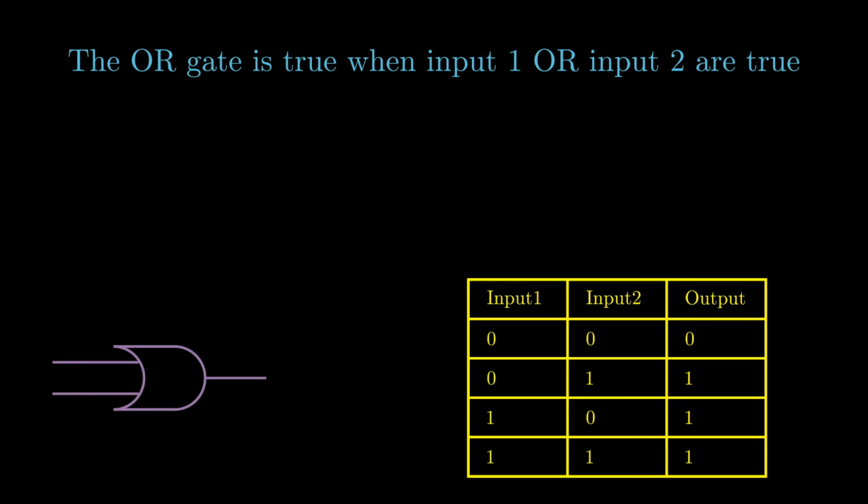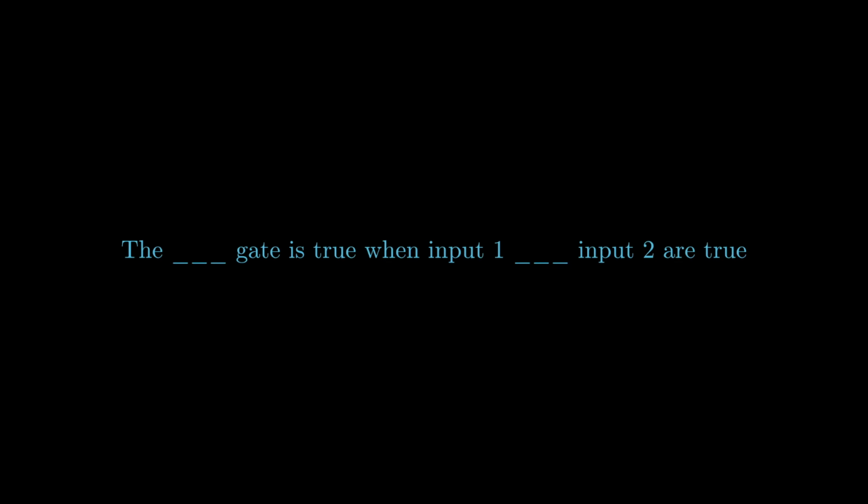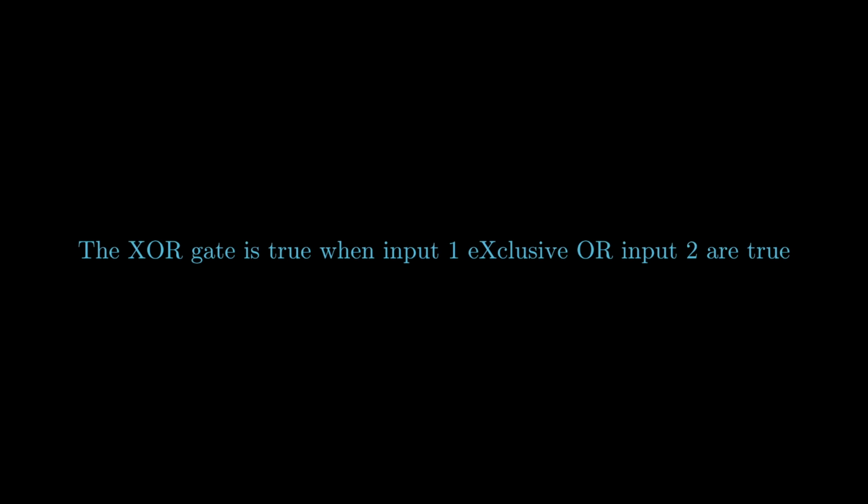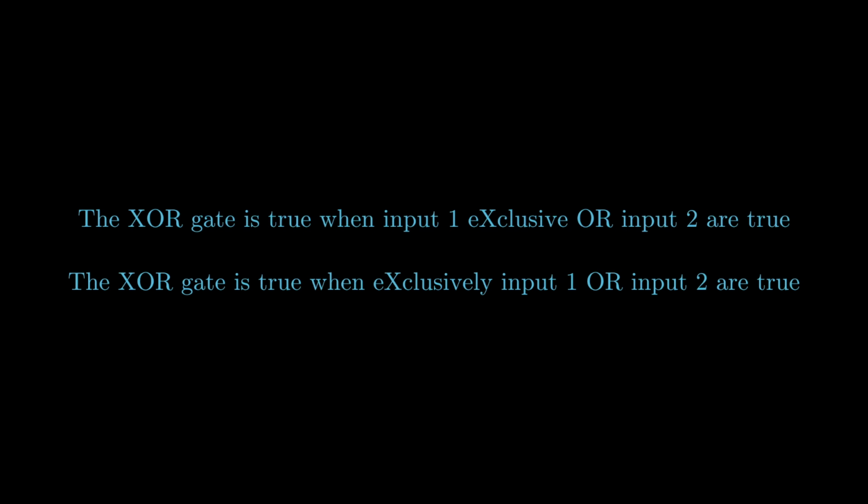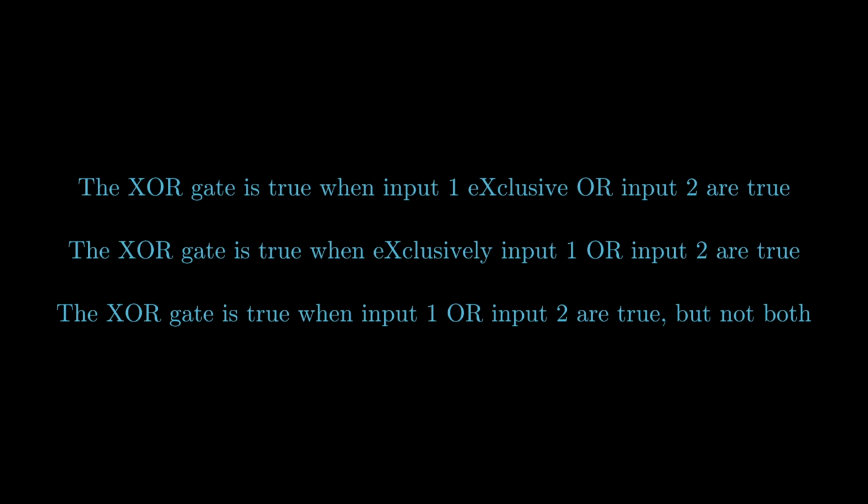Last of the gates is the exclusive OR gate, also known as the XOR gate. This one's a little trickier to remember, but we can use our magic sentence again. The XOR gate is true if input 1 exclusive OR input 2 is true. Let's modify the sentence just a little bit to make grammatical sense. The XOR gate is true if exclusively input 1 or input 2 is true. Another way to put this is, the XOR gate is true if input 1 or input 2 is true, but not both. Any of these sentences work? Just pick the one that's easiest for you.